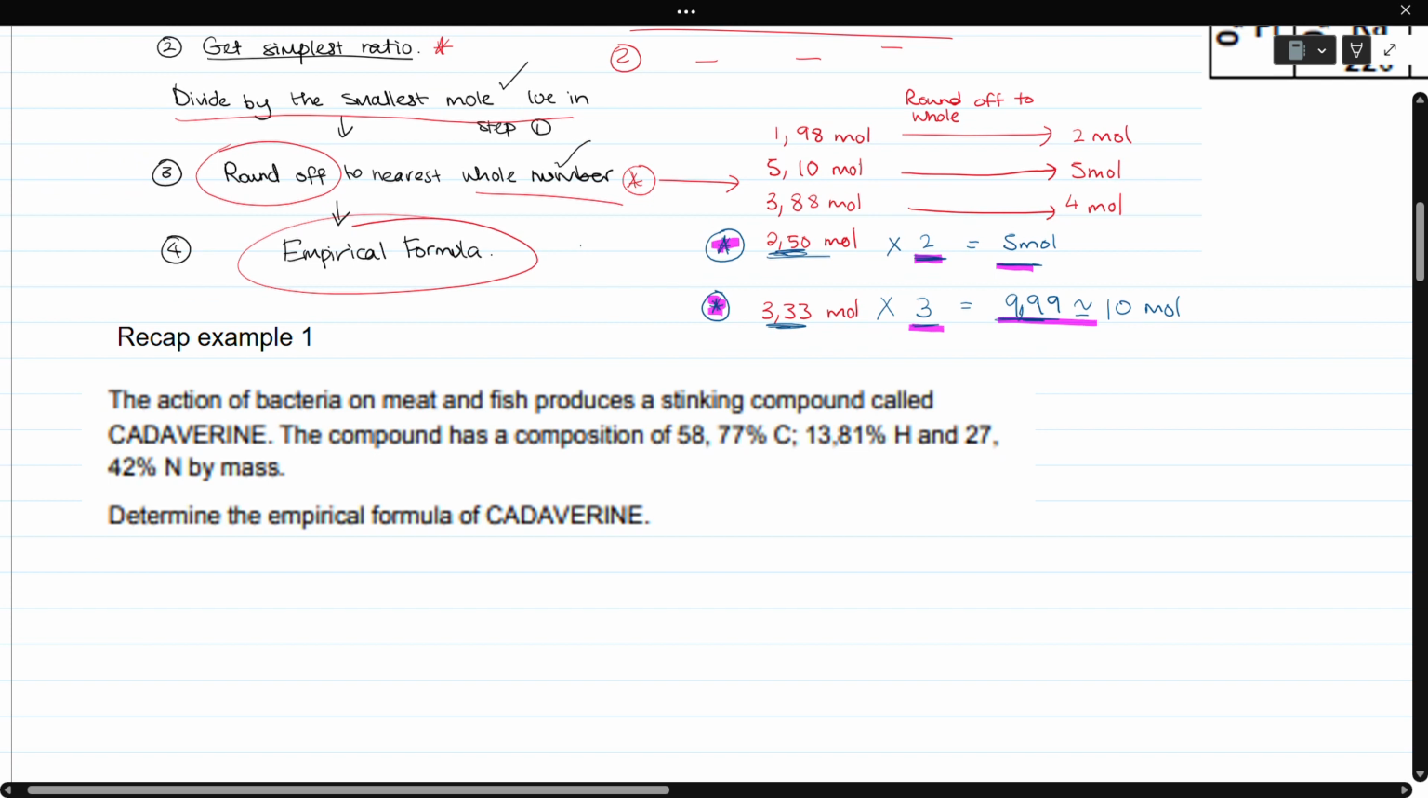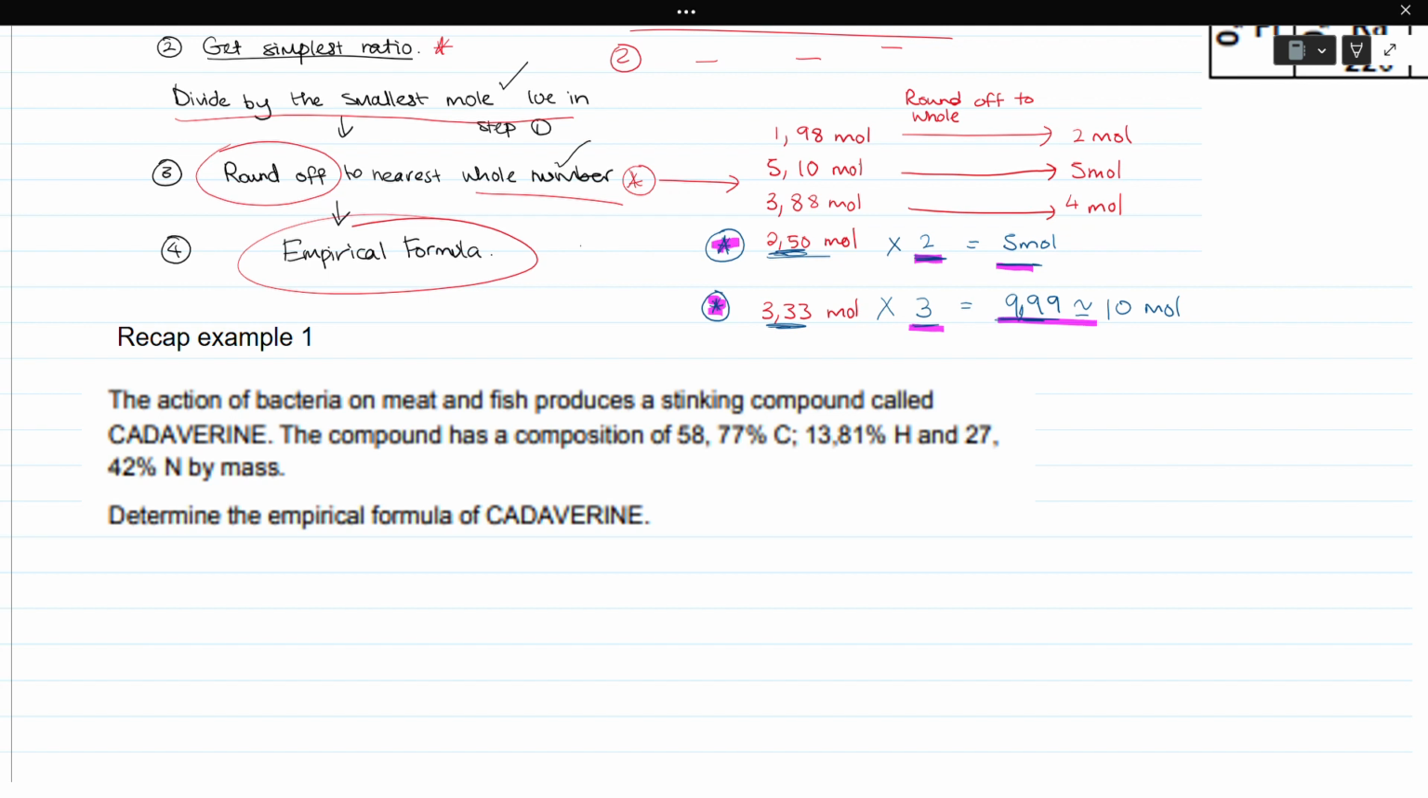The question here says that the action of bacteria on meat and fish produces a stinking compound called cadaverine, right? The compound has a composition and they're giving you all the values. So they're giving you it in percentage, take note. They're giving you 58.77% of carbon, 13.81% of hydrogen, and 27.42% of nitrogen, right? So you've got carbon, hydrogen, and nitrogen.